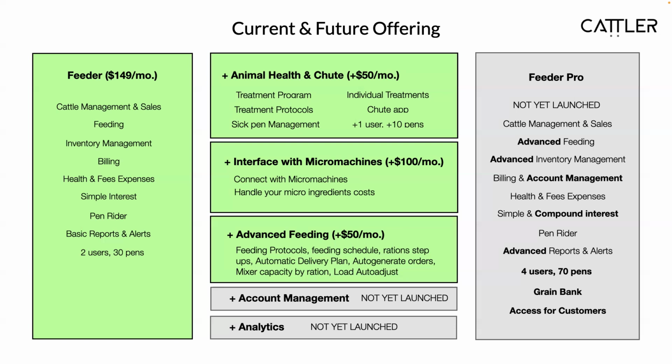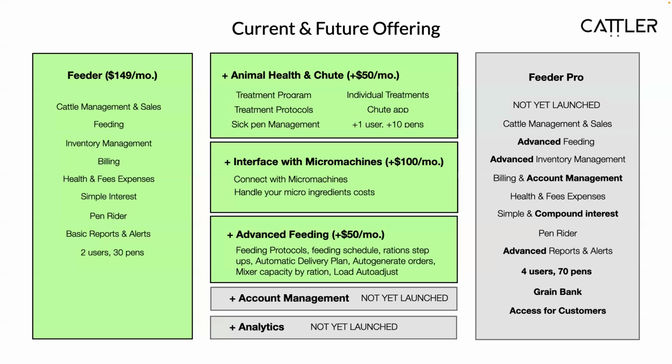Probably we will add account management with a different value, and very soon we will launch another license, Feeder Pro, which is equivalent to the feeder and puts together some of the stuff in the middle. So let's say that you want everything, so you won't be paying just the addition of everything here, but a convenient price on a bundle. So both feeder and feeder pro are bundles, and all the ones in the middle are add-ons. So this is how it works, and we are evolving on our pricing.